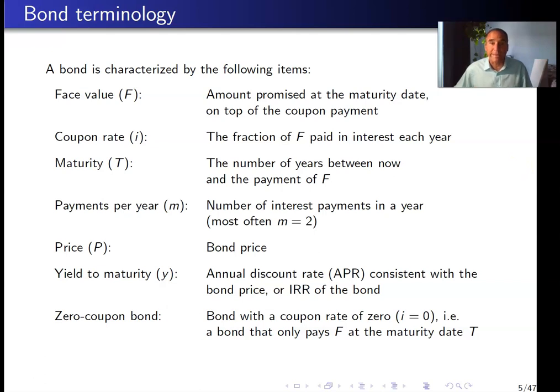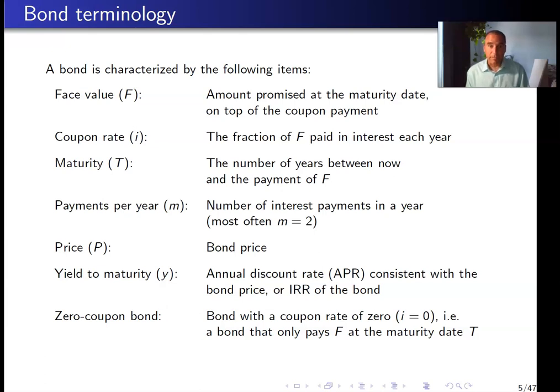The face value F is the amount to be repaid when the bond reaches its maturity date. The coupon rate I is the percentage of F being paid as interest every year before the maturity date. The maturity date T is the number of years before F is repaid. M is the number of payments per year. So I times F is the total annual coupon payment. If we divide it in 4, we could make 4 payments of I times F divided by 4. So the contract specifies how many payments per year.